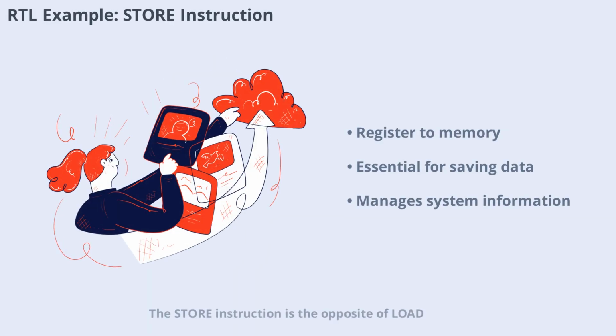The store instruction is the opposite of load. It moves data from a register to memory. In RTL, this is written as M[100] ← R1, meaning the contents of register R1 are stored in memory location 100. This operation is essential for saving results and managing data in digital systems.